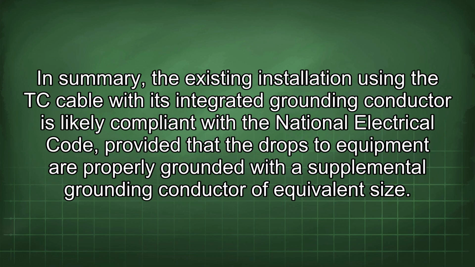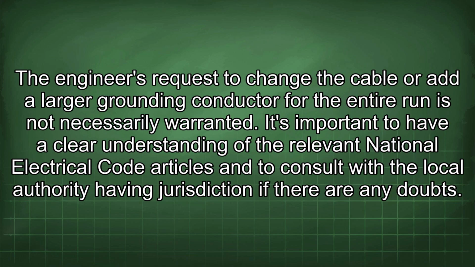In summary, the existing installation using the TC cable with its integrated grounding conductor is likely compliant with the National Electrical Code, provided that the drops to equipment are properly grounded with a supplemental grounding conductor of equivalent size. The engineer's request to change the cable or add a larger grounding conductor for the entire run is not necessarily warranted. It's important to have a clear understanding of the relevant National Electrical Code articles and to consult with the local authority having jurisdiction if there are any doubts.